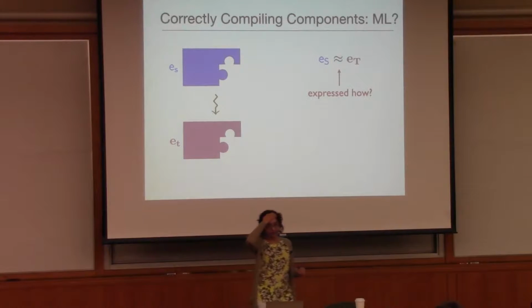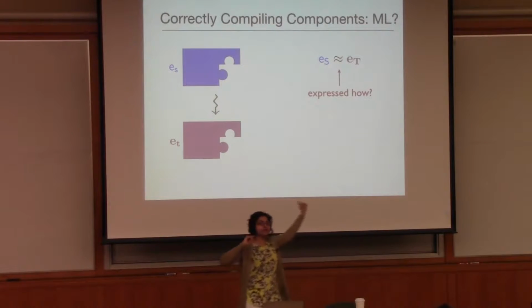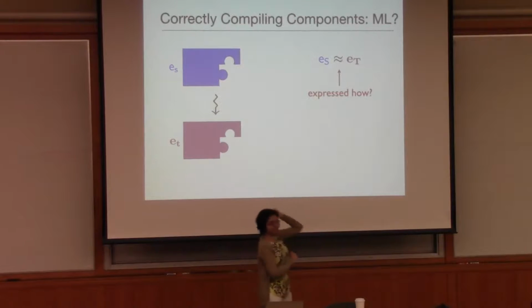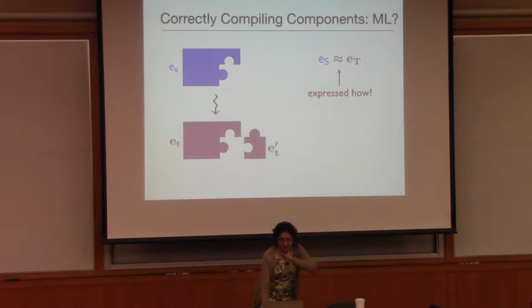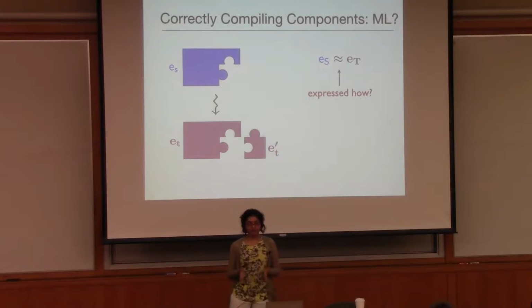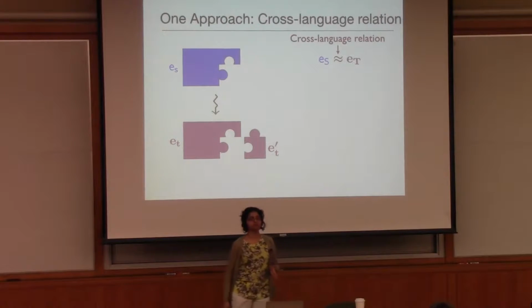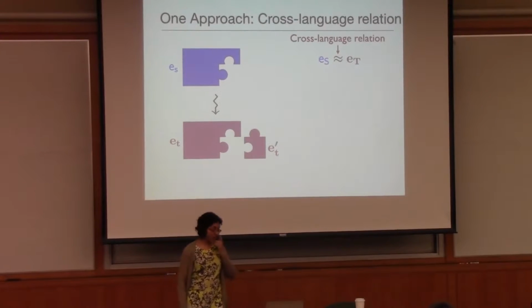How would we express this sort of property? Our compiler correctness theorem says ES compiles to ET. How do we express that equivalence? Back to what we want out of this theorem: we want to be able to link with this arbitrary ET prime. So now I'm going to transition to one approach to solving this problem, and tomorrow I'll talk about a different approach.